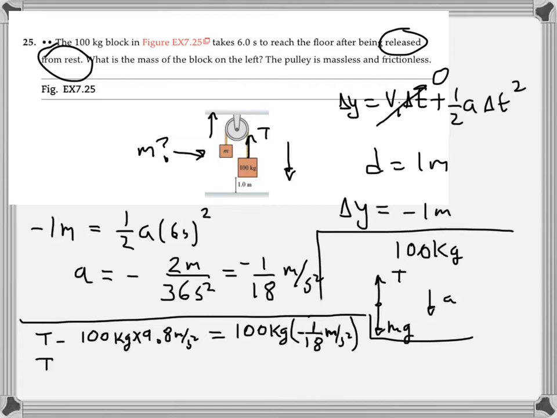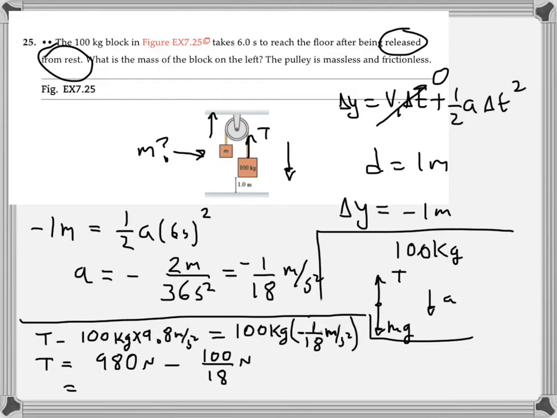So the tension in the string is going to be 100 times 9.8, which is 980 newtons, plus, but with a minus, just minus 100 divided by 18. And again, kilograms meters per second squared is the same as newtons. So the final answer for the tension is going to be, let's put it in the calculator.